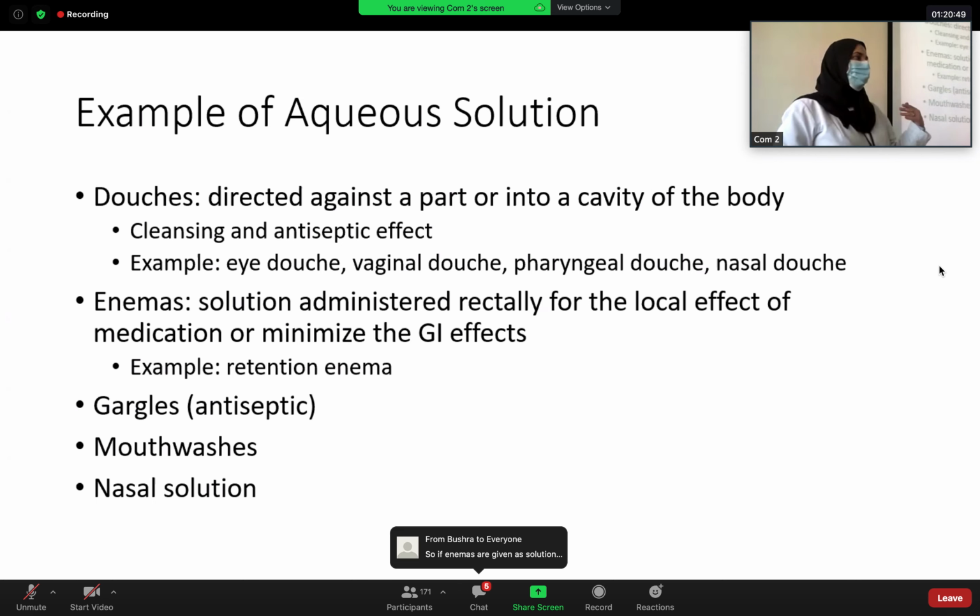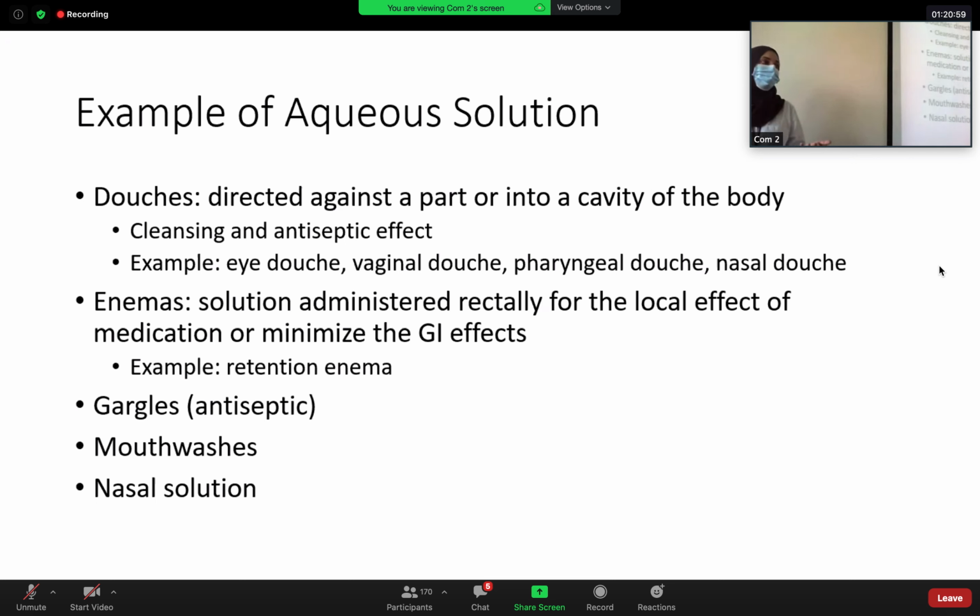Nasal solution, it's clear from its name, is to be applied directly through the nasal cavity. Some of them are medicated, so they contain an active ingredient that has an effect, like decongestants or vasoconstrictors, for example. Some of them are more of a cleansing, antiseptic effect, like normal saline, for example.